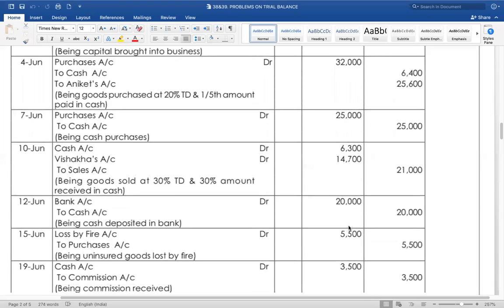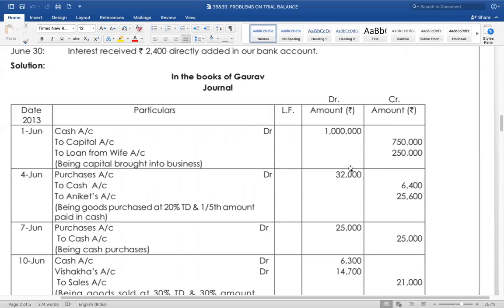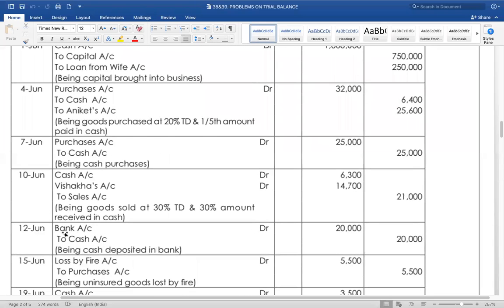Next, 12th. Deposited cash into bank 20,000. Bank is taking, we are giving, bank to cash. Bank account debit to cash 20,000.